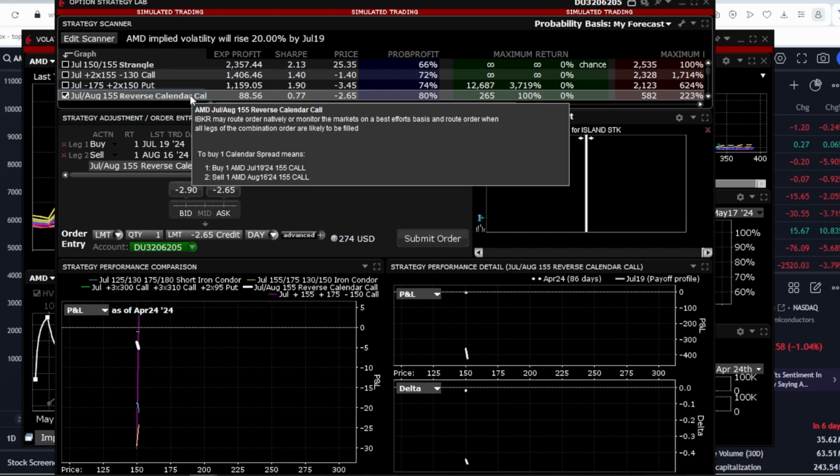It involves buying one call option for $155 in July and selling one call option for $155, with the expiration date in August. The strike is the same, but the expiration dates differ. It's a kind of unique strategy. You need to know how to manage it, and of course, I'm showing you purely how it can be done, how to make it easier for you.